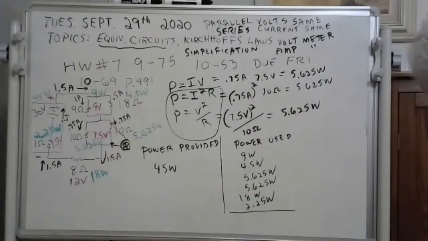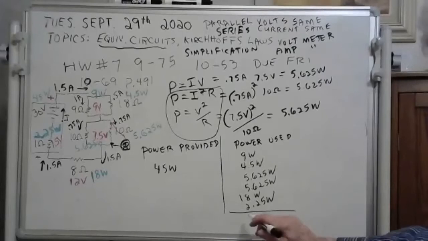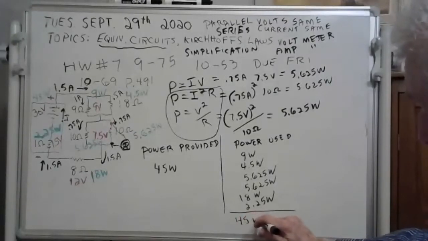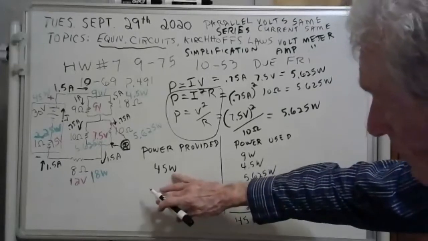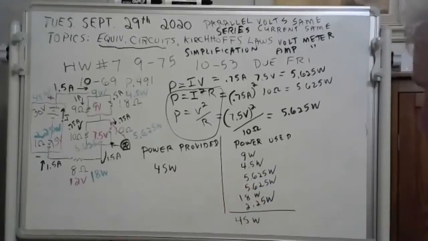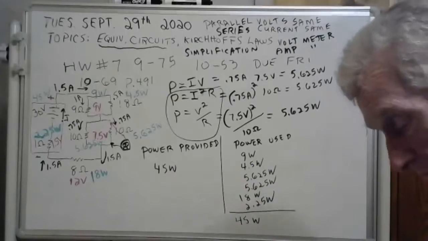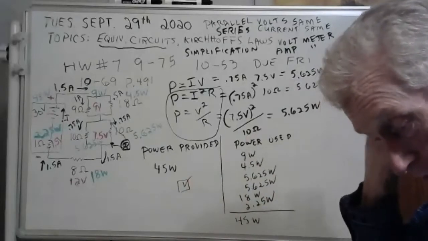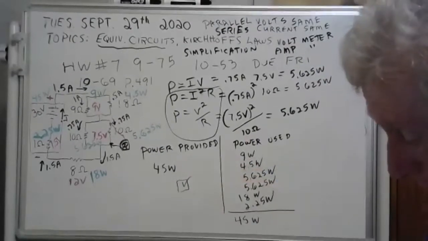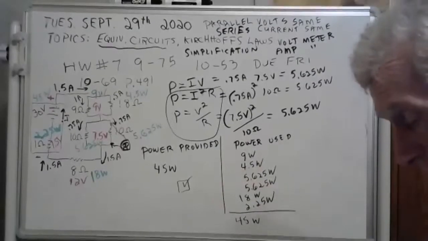I'm going to add these up now. Well, I added all those up, and guess what I got? I got 45 watts total power used. Total power provided is 45 watts, and the total power used is 45 watts. This is a way you can check your work. If you total up all those powers, and they add up to the power provided, you must have done something right.